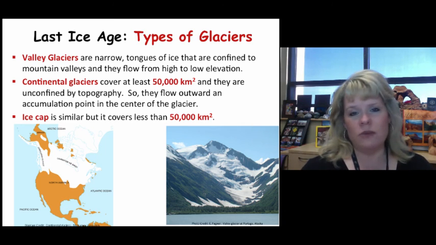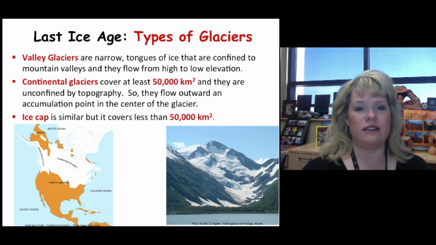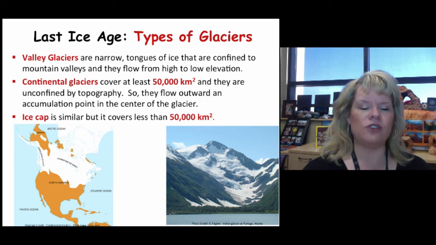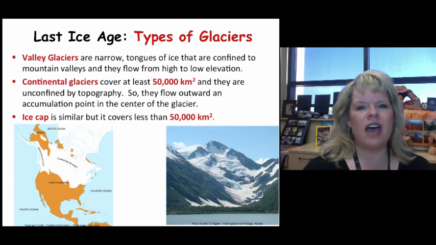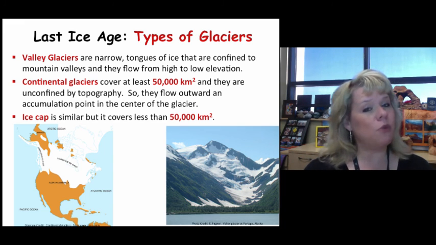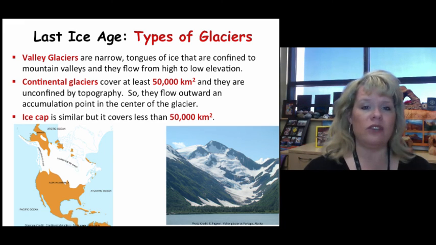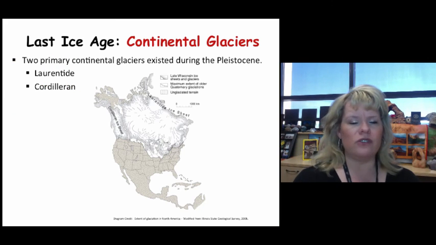Now they create some of the same stuff. They make different landscapes, but they certainly create deposition and cause erosion. Now, an ice cap is different from a continental glacier in that it's smaller than the 50,000 square kilometers, but they're important because we're going to see some of each type during the last ice age. So what were the names of the 2 major ice sheets in North America? Mind you, we're only going to talk about North America here.